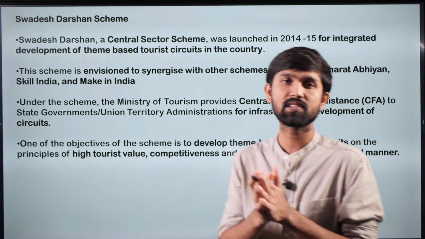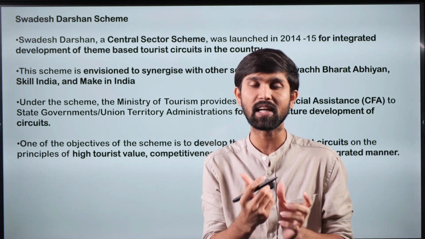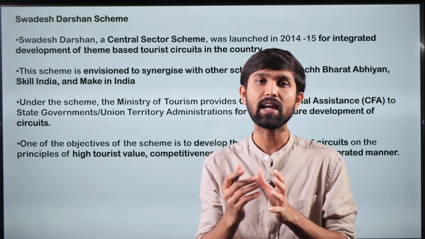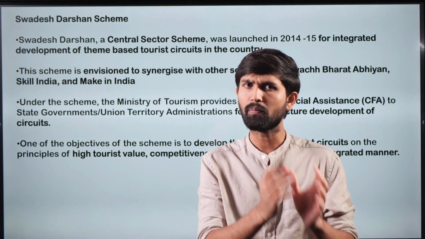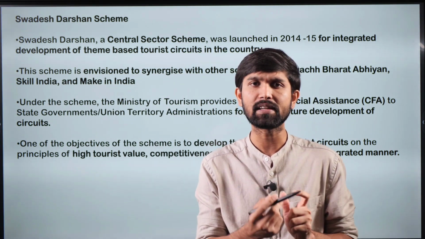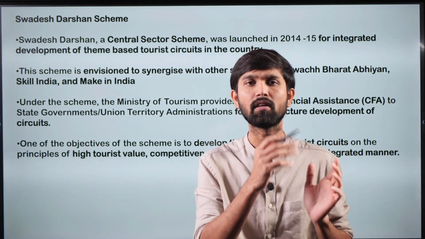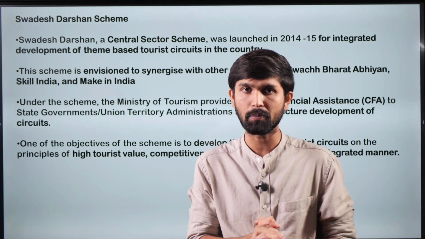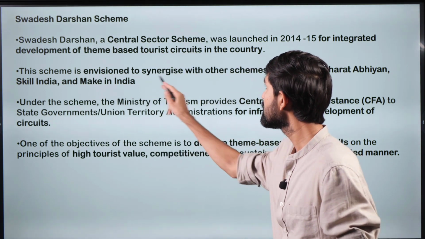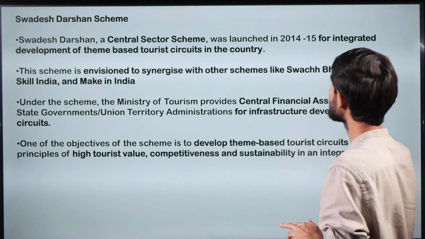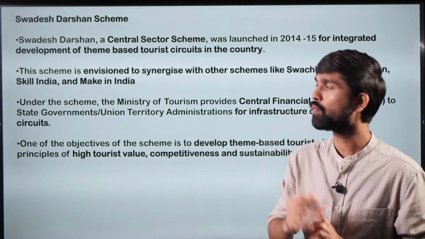So what it envisages is that in order to promote tourism and to promote a bulk of tourist sites and to first link them in a circuit, it is envisaging a form of tourism circuit development, wherein a particular theme would be taken, and based on that theme, various sites which are relevant to that tourism theme would be connected, and a tourism circuit as a whole would be promoted. So this is the nature of the scheme, and this scheme is envisioned to synergize with other schemes like the Swachh Bharat Abhiyan, Skill India and Make in India. How this will get synergized with these schemes, we'll understand in a bit.